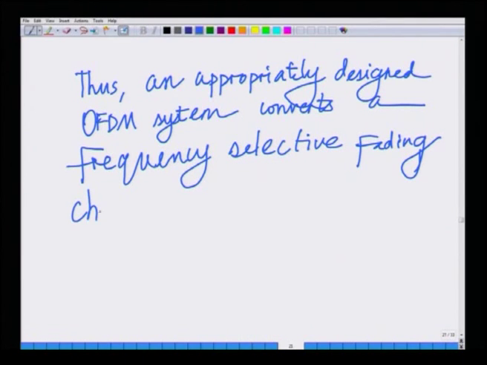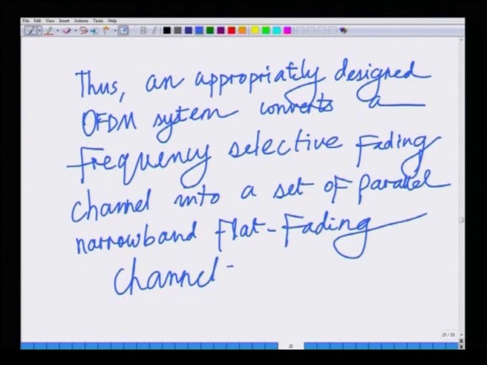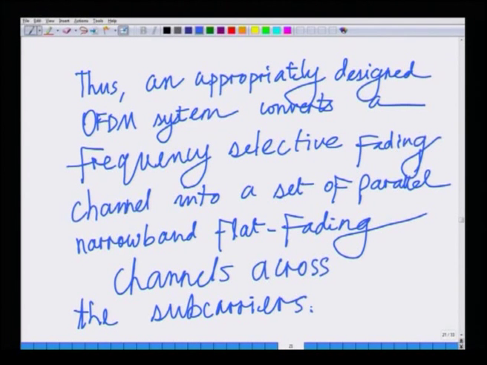Alright, so the appropriately designed OFDM system converts a frequency selective fading channel into a set of parallel narrow band flat fading channels across the subcarriers. All right, so that is essentially a technical perspective on OFDM.